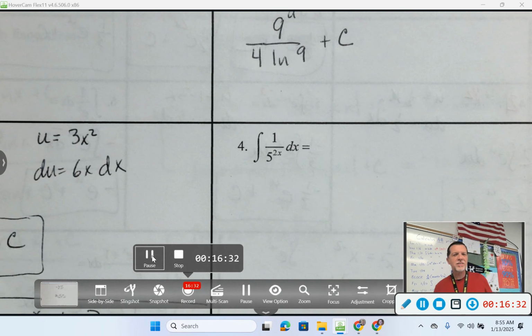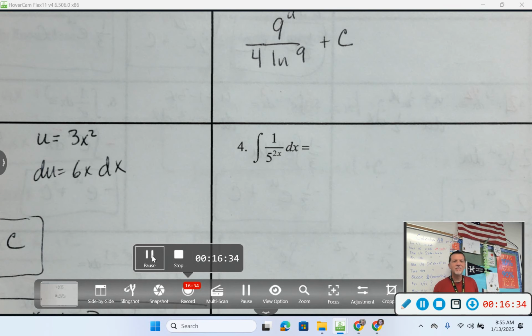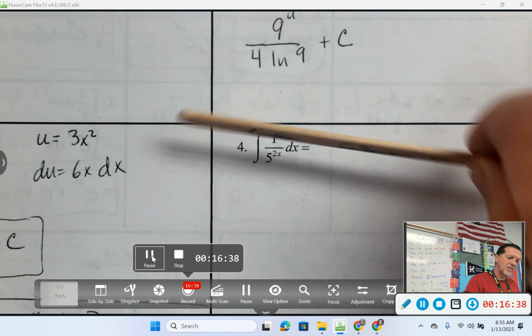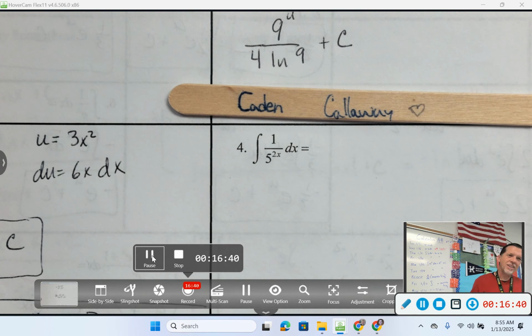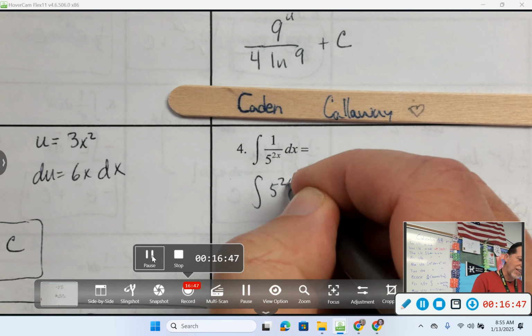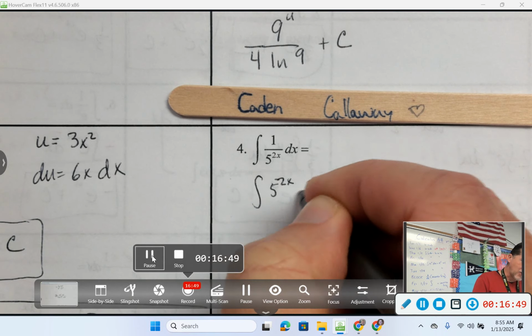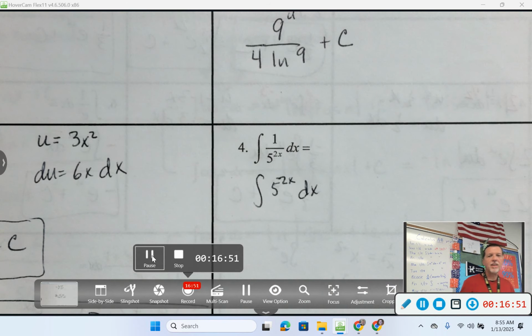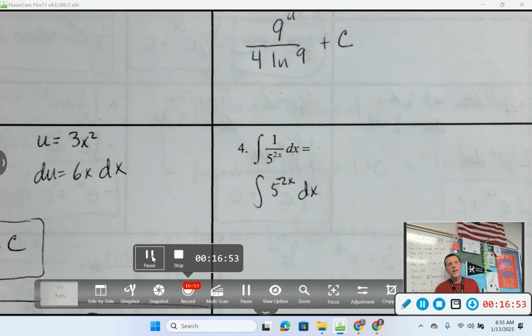Number 4 looks wrong. Looks not wrong. Looks like it needs to be fixed. Caden, thoughts on number 4? Could it be 5 to the negative 2x? Yeah, let's reshuffle that into 5 to the negative 2x dx. And then again, if you're confident, you might be able to jump to the answer from there, because you're off by negative 2, so what would that mean?